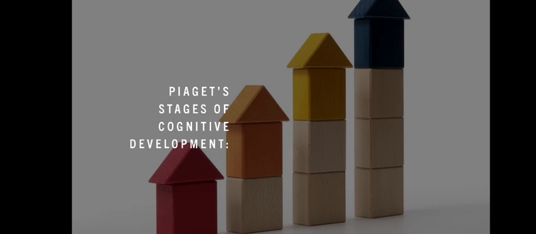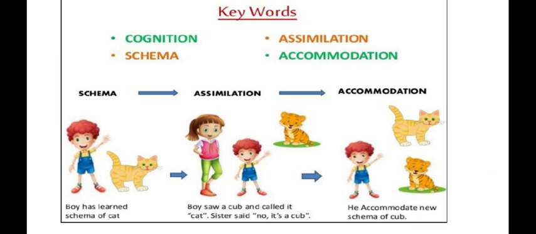Schema, assimilation, accommodation. Here is an example: a boy has learned the schema of a cat. Assimilation: the boy saw a cub and called it a cat. His sister said no, it's a cub. So that is assimilation. Now comes accommodation: he accommodates the new schema of a cub in his mind.